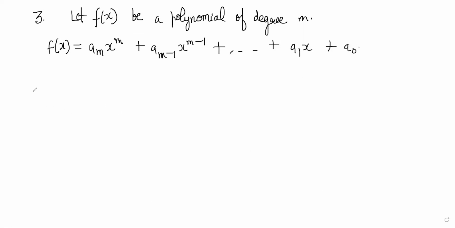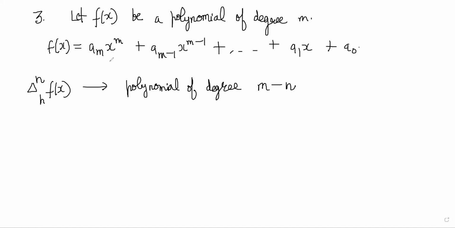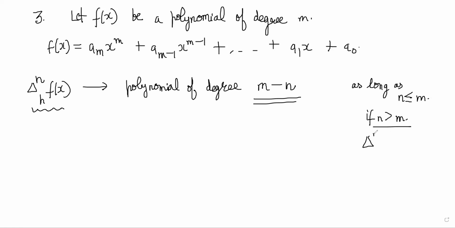Now in this case, the nth order difference of this function will become a polynomial of degree m minus n. m was the degree of the original function, and we are taking an nth order difference. So the nth order difference will be a polynomial of degree m minus n as long as n is less than or equal to m. If n is greater than m, then the nth order difference is identically going to be equal to 0. If the difference order is greater than the polynomial's order, obviously the difference will be 0.